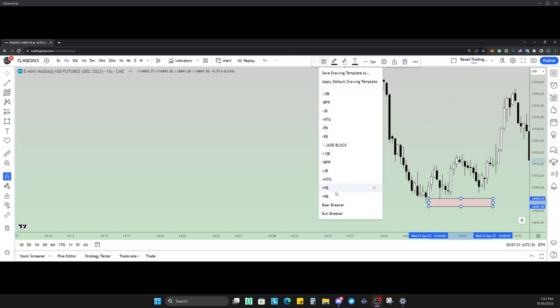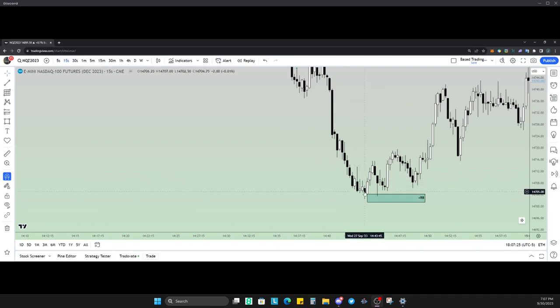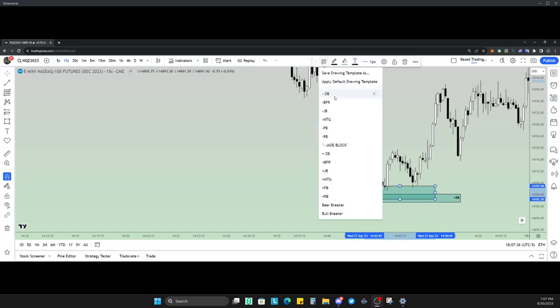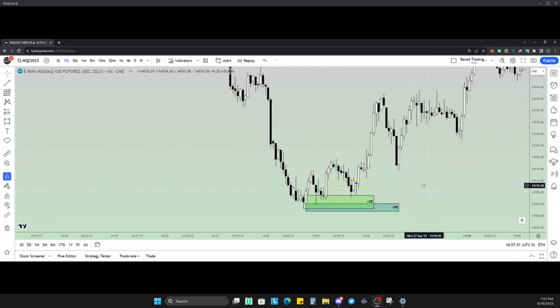Very clean rejection block entry. Let's say you missed that. Here's your order block. Plenty of opportunities to get in on the order block. Let's say you were scared to take that and you waited for all this. There's your fair value gap. So many chances to enter. Do you see that?